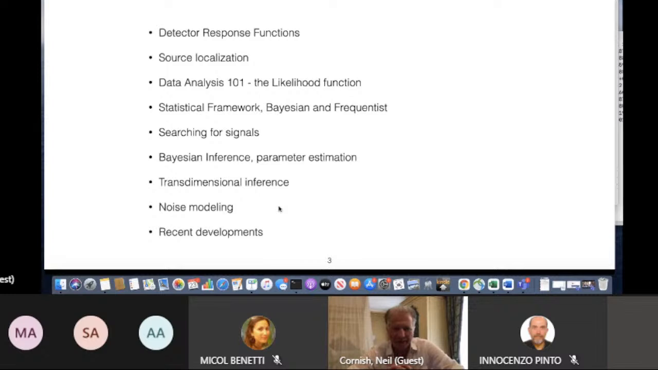And then I'm going to get into more recent developments and more advanced material, including transdimensional modeling, modeling the noise. Most of the references and talks you'll hear on gravitational waves will be about the signals. But what's equally important when you're trying to understand what's going on with the detectors is understanding and modeling the noise, because if you do not model the noise correctly, that's going to bias the extraction of the signals. And finish with a few recent developments in that line.